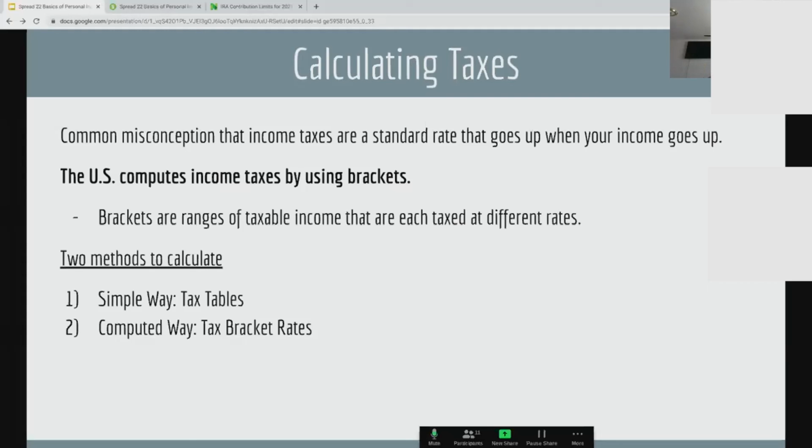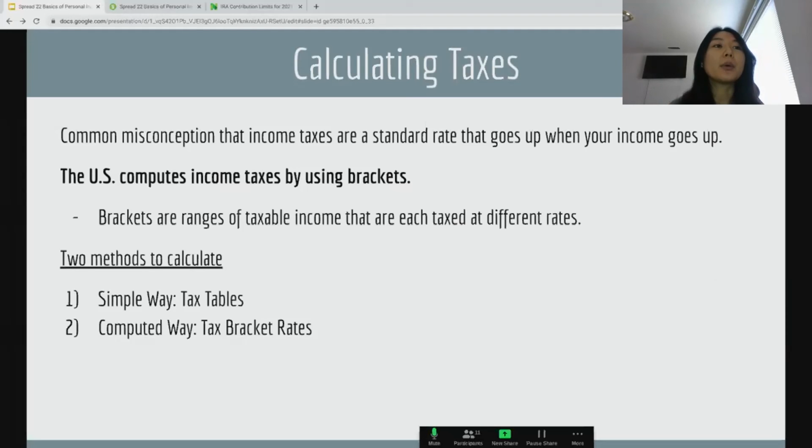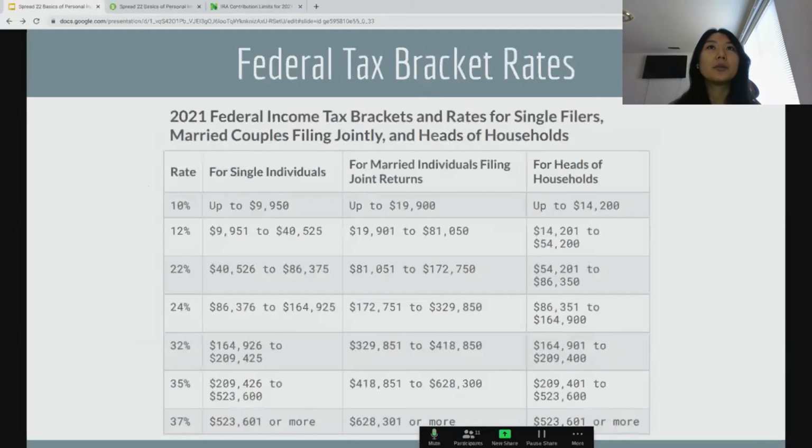And we'll go through an example, but there's two ways to calculate your taxes. You can do the easy way, which are tax tables, and I'll show you what they are. But there's the more calculative way, which is using the tax bracket rates. And you can do this at home, and this is what they tell you to do when you're filing your estimated taxes, because the tax tables may not be available when you do your estimated taxes. So let's show you the tax bracket rates.